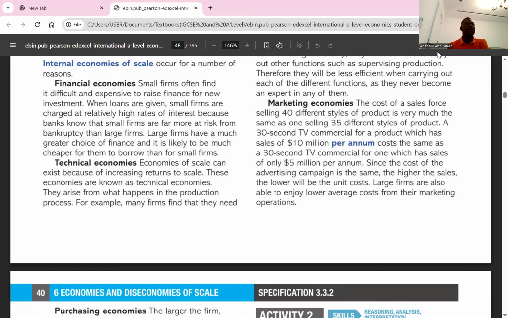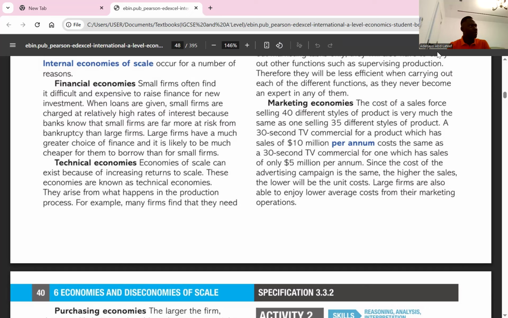Large firms are attractive to banks. Banks would want to give them loans at an even cheaper rate. Why? Because they are low risk compared to a small firm. A small firm will be considered high risk by financial institutions. As a result, they might not be able to raise finance. But your ability to raise finance based on the fact that you become bigger is what we call financial economies of scale. Do you get financial economies here?